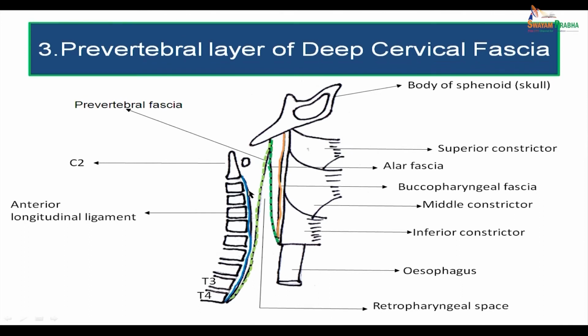And just in front of the bones of the vertebrae, or just in front of the vertebral column, we have this blue colored line. This is the anterior longitudinal ligament. So, we can see now the pre-vertebral fascia starting from the base of the skull, passing down, splitting into two layers, the anterior one called the alar fascia, which is fusing with the bucco-pharyngeal fascia, and the posterior layer, the pre-vertebral layer, continuing down and in front of anterior longitudinal ligament all the way down till the level of T3, T4 vertebra.